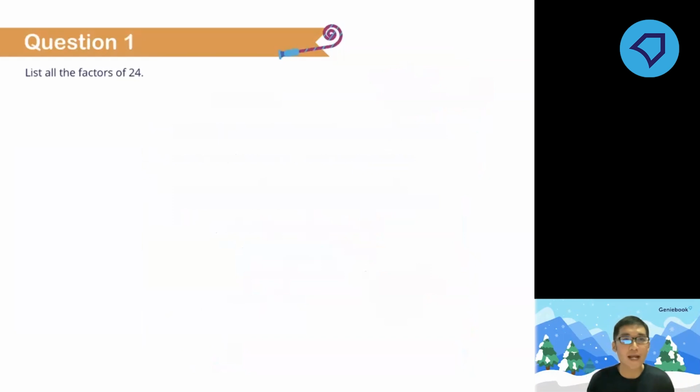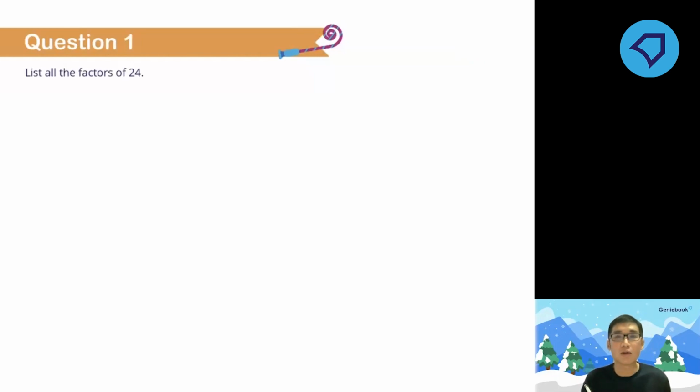Okay, then we'll try this out together. So this can be a possible question asked in your assessment, in your weighted assessment, in your exam, right? On listing factors of 24. So what does this question actually require us to do?